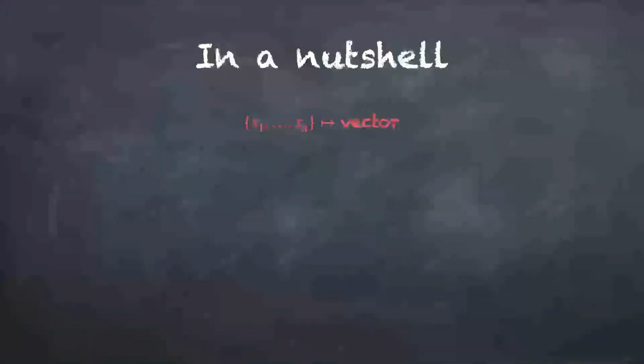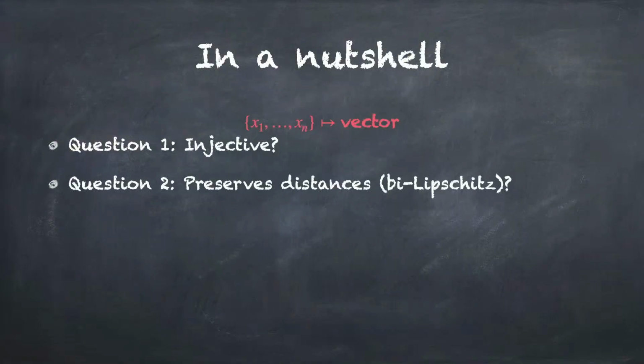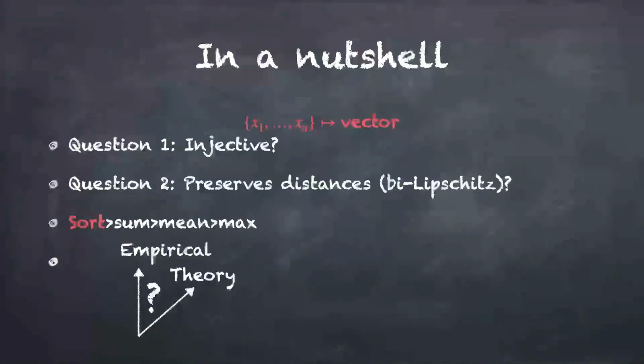In a nutshell, what we're going to be talking about is two questions. One is how to make such functions injective, so a mapping from multisets to vectors which is one-to-one. The second question is a more refined notion of injectivity called Bi-Lipschitzness: you want to preserve distances. And what we'll show is that, in an appropriate sense, multiset functions based on sorting are better for these two questions than sum or mean or max aggregation. And we'll show some experiments related to that. Okay, so that's the plan.